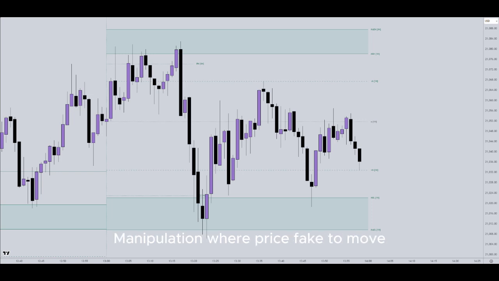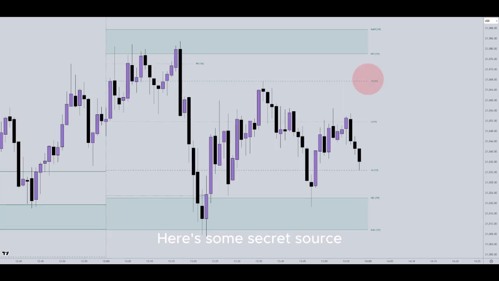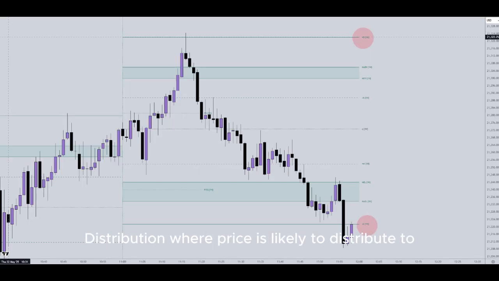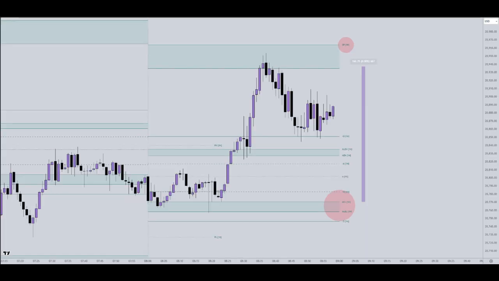Manipulation, where price faked a move, liquidity swept, imbalance filled. Here's some secret sauce. Reversals tend to start here, after the manipulation level is hit. Distribution, where price is likely to distribute to. Also a hint that momentum may be fading. Great place to partial. Nobody wants to get stopped at break-even, right?